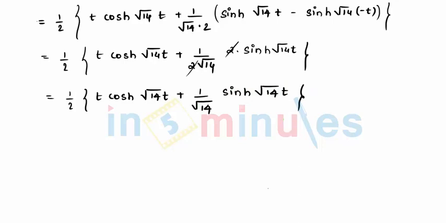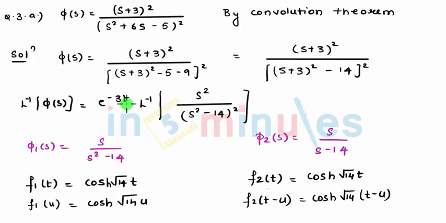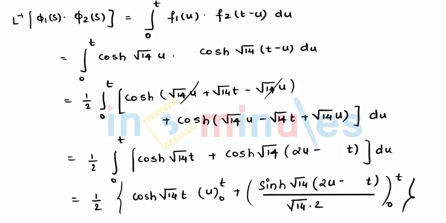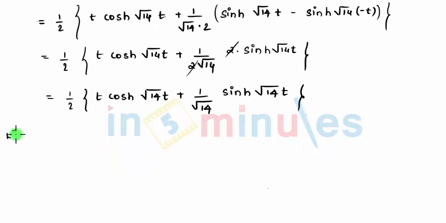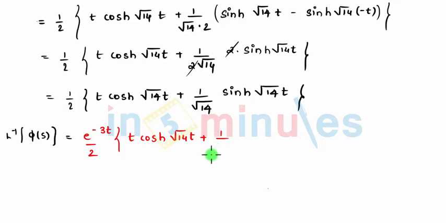Now we can keep this answer after multiplying by e raised to minus 3t. So I can say finally L inverse of phi of s is equal to e raised to minus 3t, divided by 2, and further t cos hyperbolic root 14t plus 1 upon root 14 sin hyperbolic root 14t. That completes my answer.